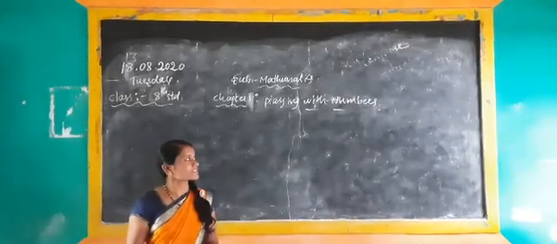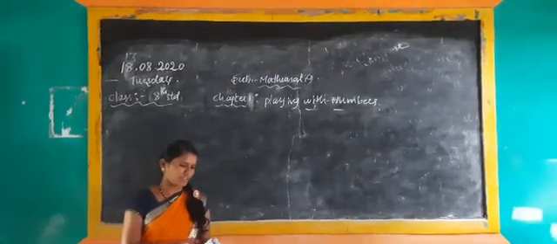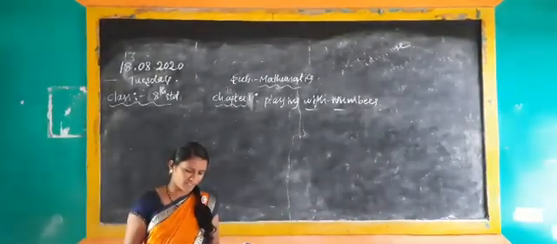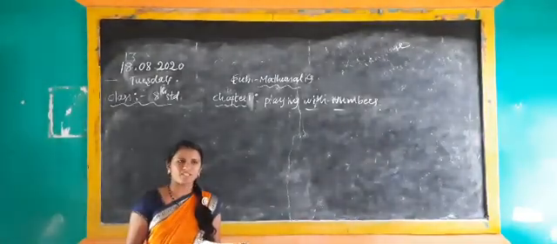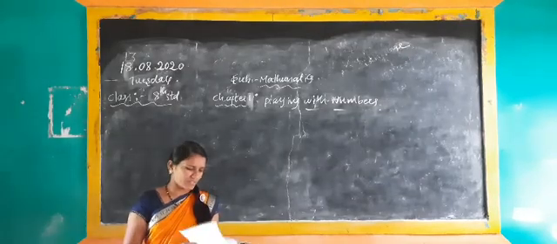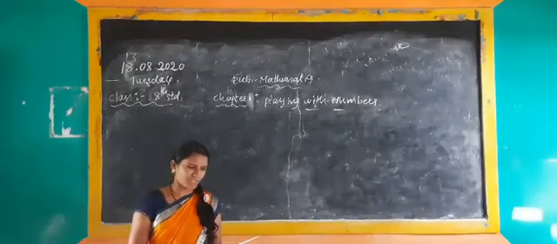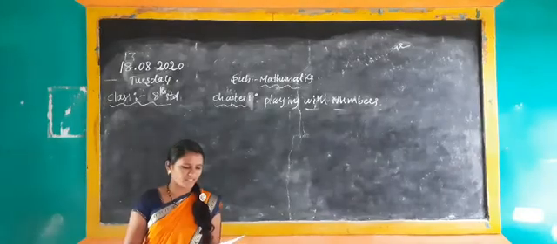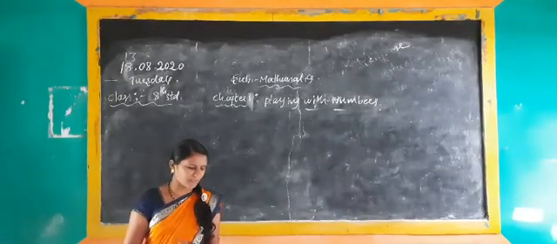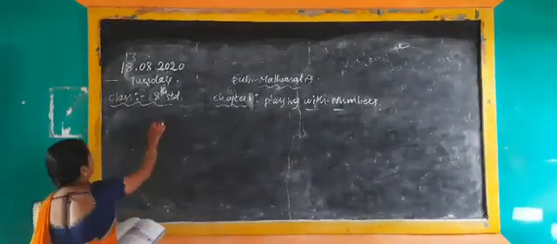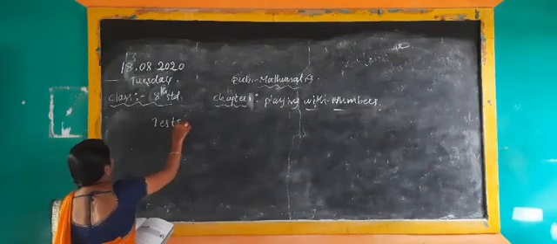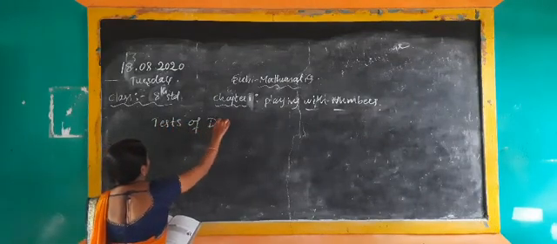Yesterday in class we discussed exercise 1.1. Total 10 problems are given, where you find the values of the letters A, B, C, which you have solved. Next, you have to see page number 8. Here they are given tests of divisibility.